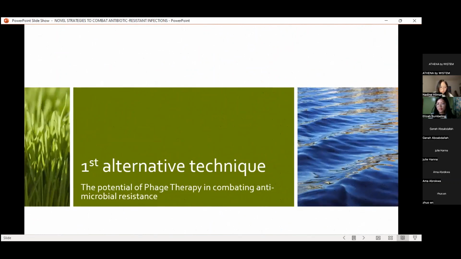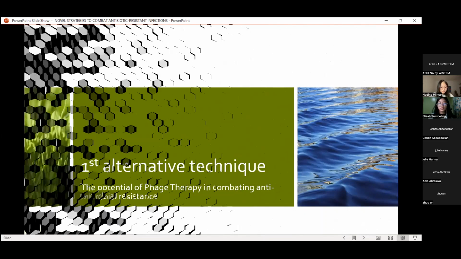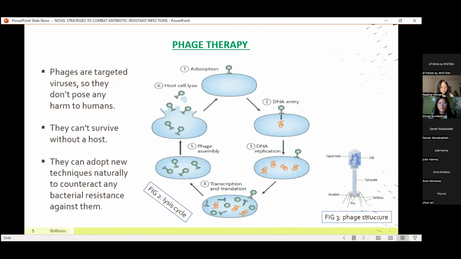So the first alternative technique I wrote my research about was phage therapy. Phage therapy uses phages, which are also known as bacteriophages. They are viruses that solely and selectively target harmful bacteria in the human body. They do that by squeezing their tail and inserting their genetic information into a bacterium, which within a few minutes forces it to manufacture new phages.